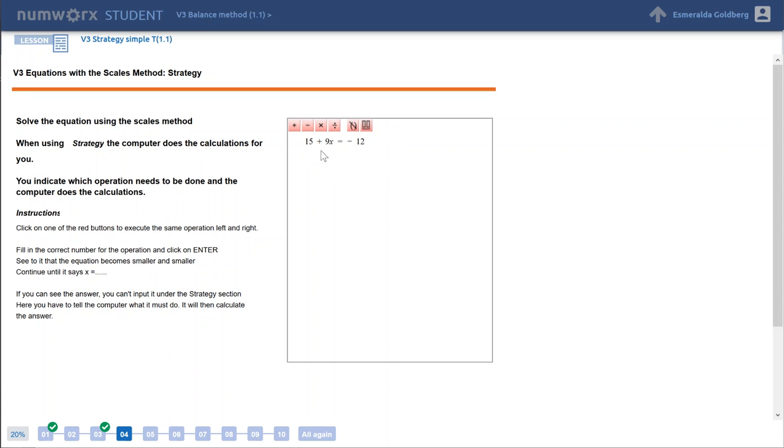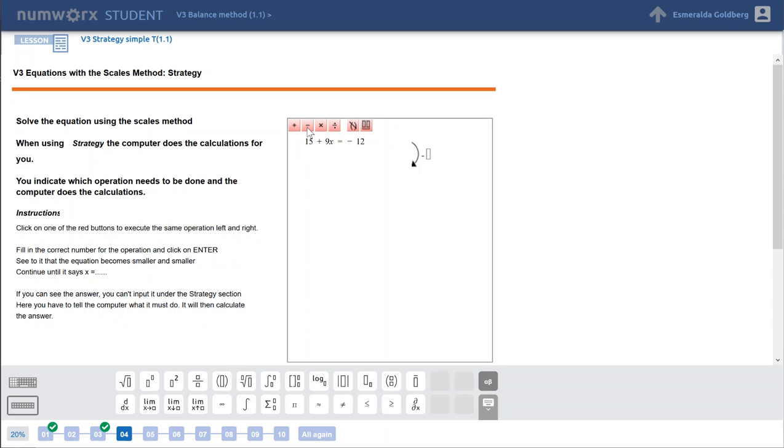If I want the left-hand side to only have bags of marbles, then I need to take away this 15. And I do that by doing minus 15 on both sides. That means that on the right-hand side, minus 12 becomes minus 27. So 9 times x is equal to minus 27. I want to know what 1 times x is, so I divide by 9. And the solution to this equation is x equals minus 3.